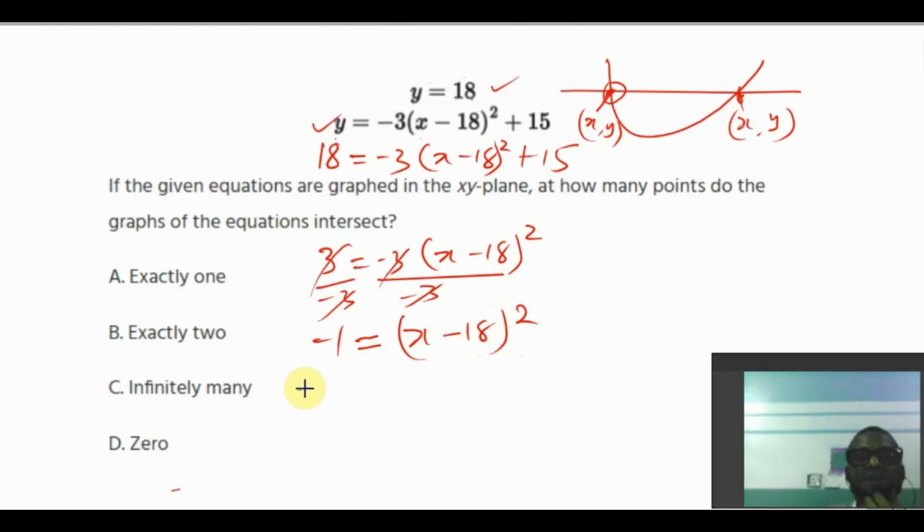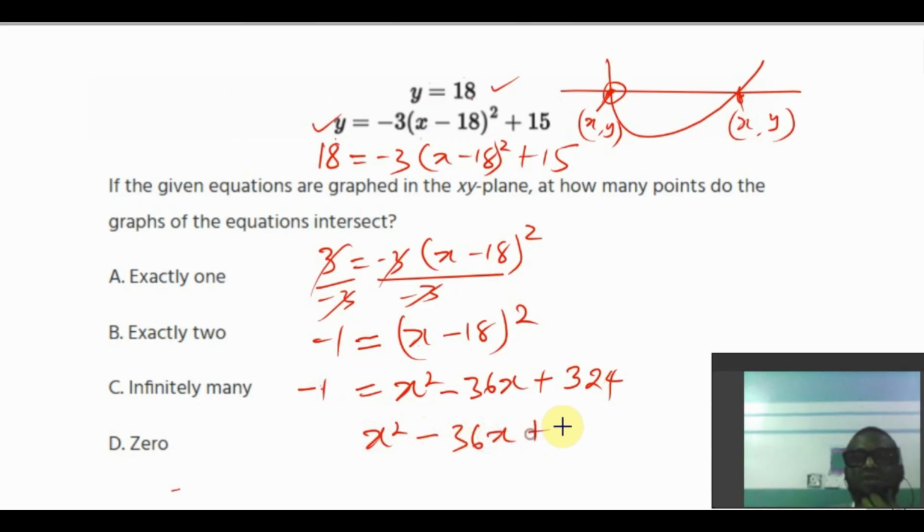So let's expand. I have minus 1 equals to x squared, 18 times 2 is 36x, then 18 squared should be plus 324. Now I will get this minus 1 over here. I will now have x squared minus 36x plus 325. Now this is a quadratic expression.